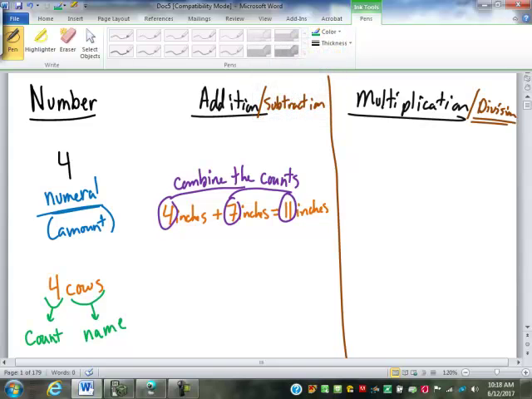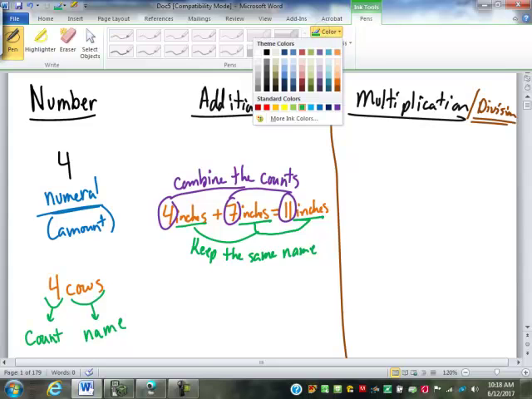If we look at the names, however, we had inches and inches, and we ended up with inches. When we add numbers, we keep the same name. Adding inches to inches, we still have inches when we're done. Now you might be looking at that thinking, that's not really groundbreaking information. But there's a difference when we look at multiplication.